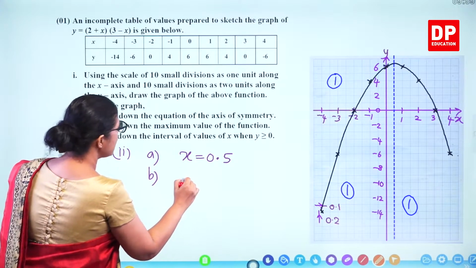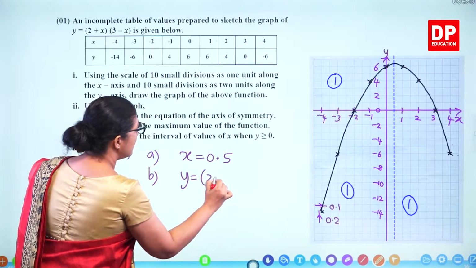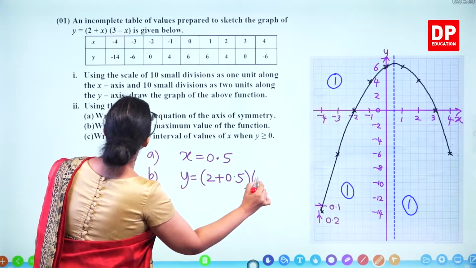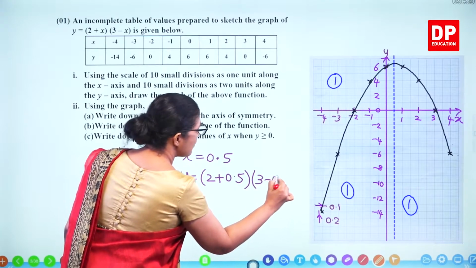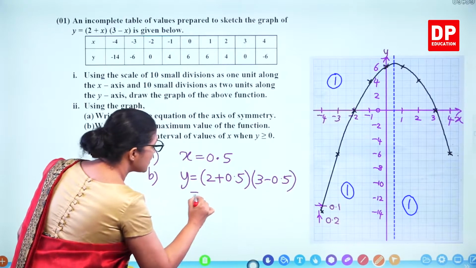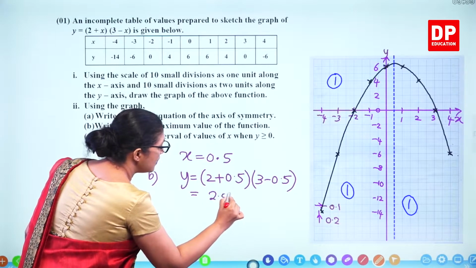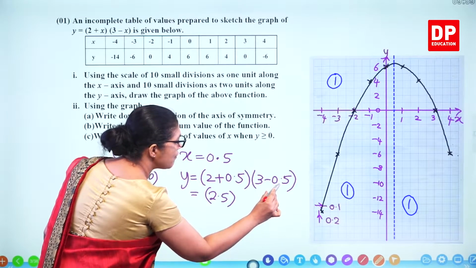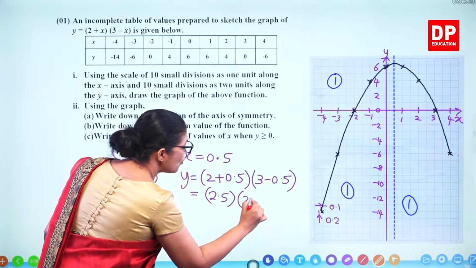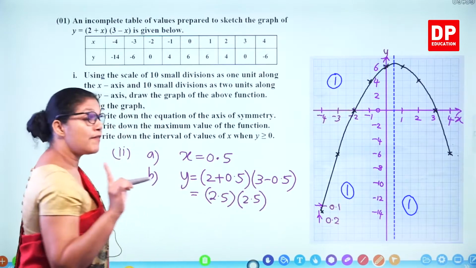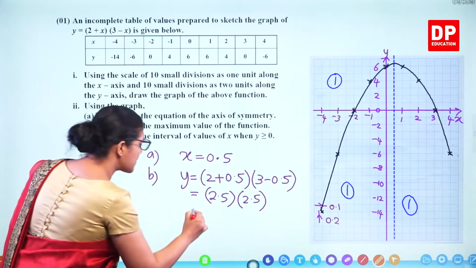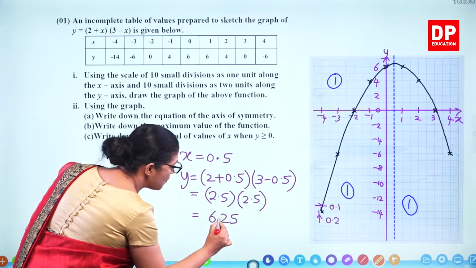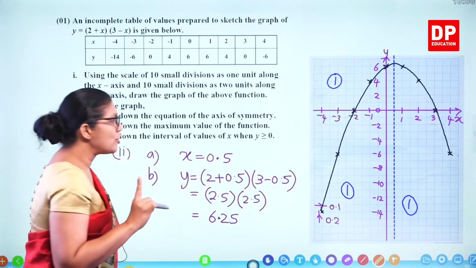When x equals 0.5, we are finding the y value. 3 minus 0.5 means 2.5, so it is 2.5 into 2.5. We know 25 times 25 is 625, and 2 decimal places you have to keep. So the answer is 6.25.